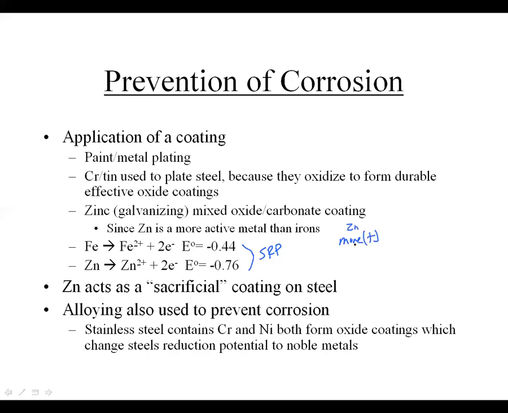I'm sorry, let's start again. In the comparison between iron and zinc, iron is more positive. That means that iron in this case would end up being the cathode, while the zinc would end up being the anode. And thus, again, all the oxidation will occur at the zinc, protecting the iron from going through any substantial oxidation and corrosion. So as it says there, zinc acts as a sacrificial coating.